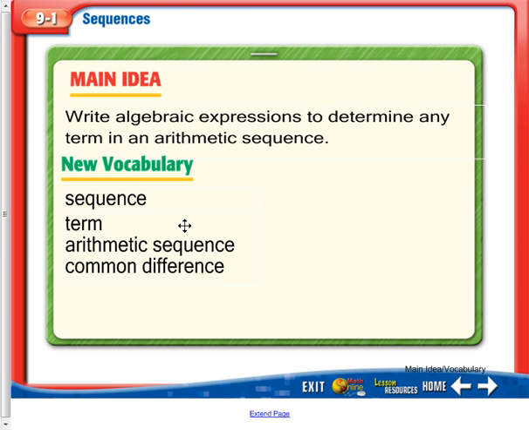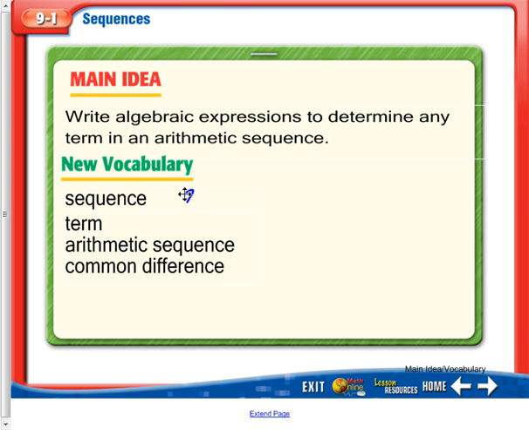In lesson 9-1, we will write algebraic expressions to determine any term in an arithmetic sequence. So arithmetic meaning it's adding each time. They call it a geometric sequence if from one term to the next it's multiplying. So sequences is what we're going to be focusing on.